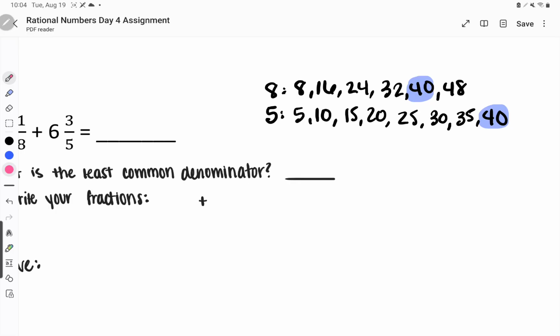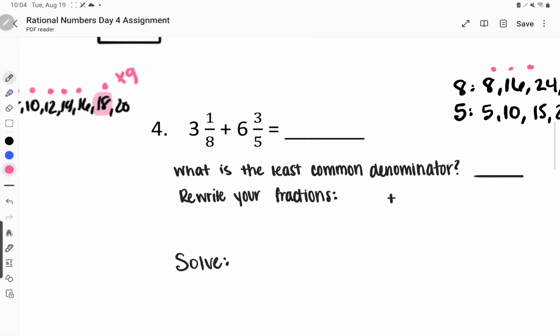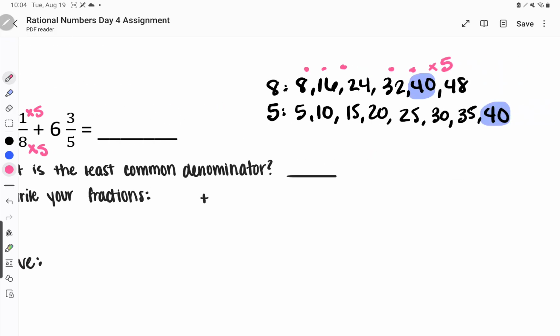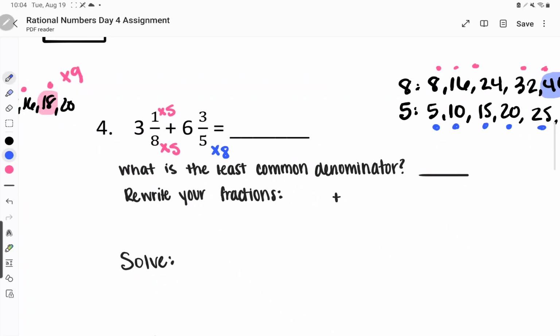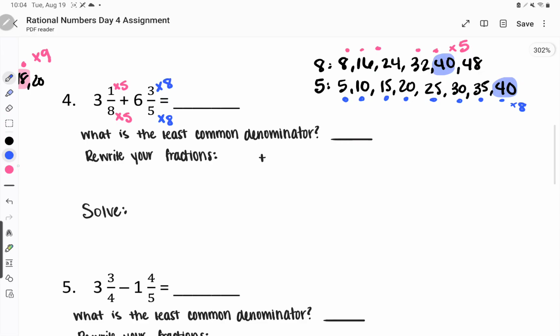And how do we get from 8 to 40? We multiply by 1, 2, 3, 4, 5. So we multiply that by 5. And if we multiply 8 by 5, what else do we multiply by 5? The 1. Then to get from 5 to 40, I would multiply by 1, 2, 3, 4, 5, 6, 7, 8. So I'll multiply my 5 times 8. And then what else would I multiply times 8? My 3. So my least common denominator is 40.